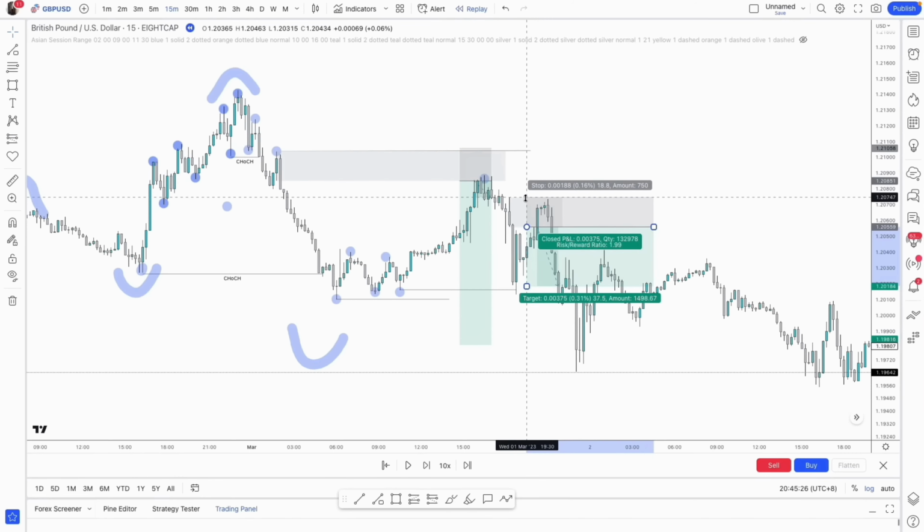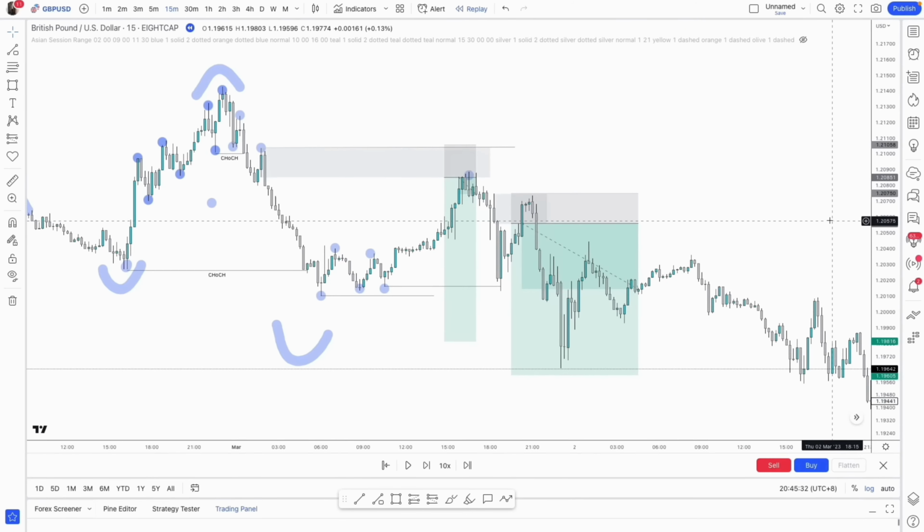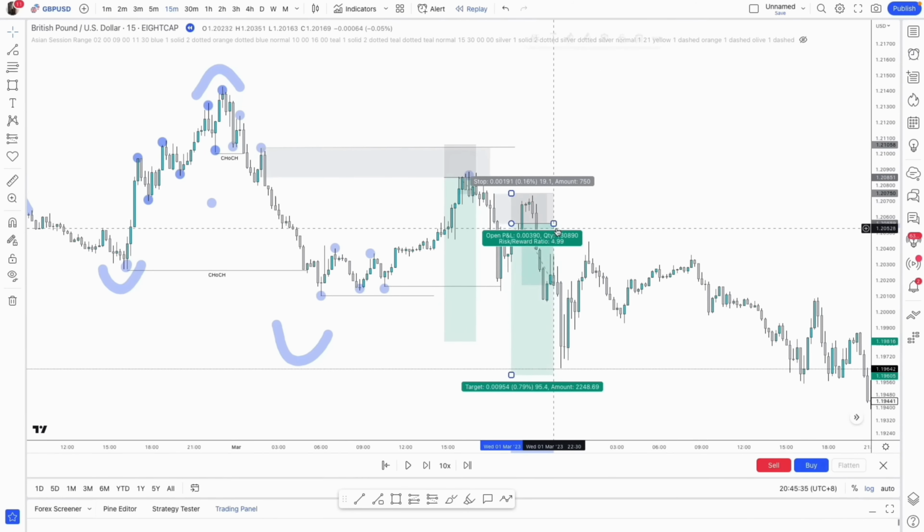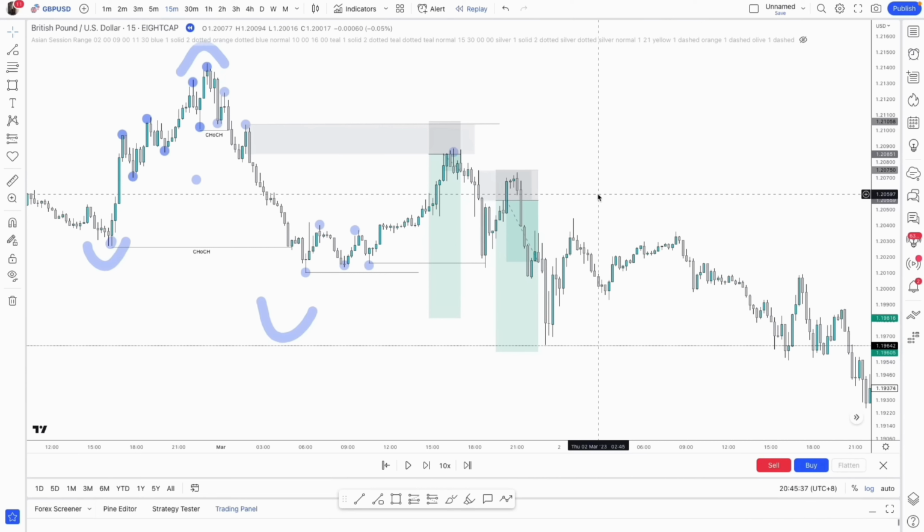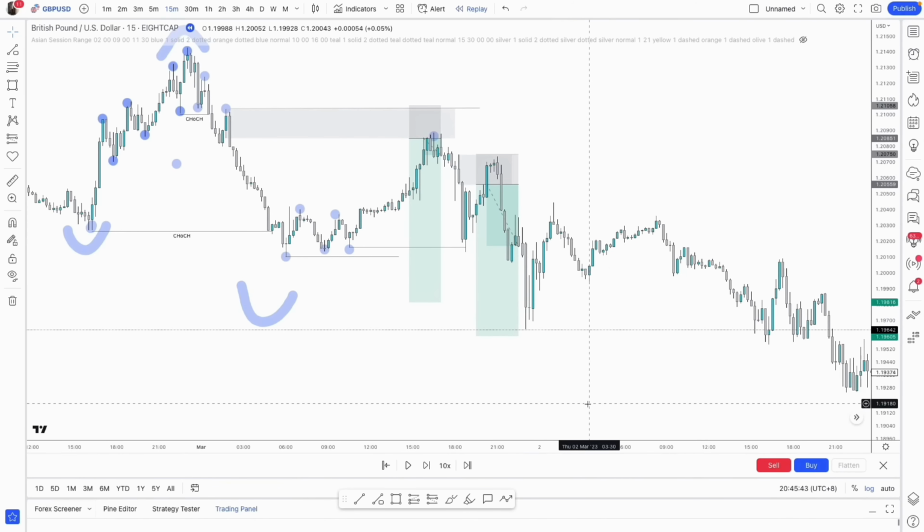And that's also going to be a 1 to 5 as our target. Okay, awesome. So now we're in 2 positions. And this is just following the money, following the trend, playing the supply and demand zones. Okay, cool. So next, what happens?